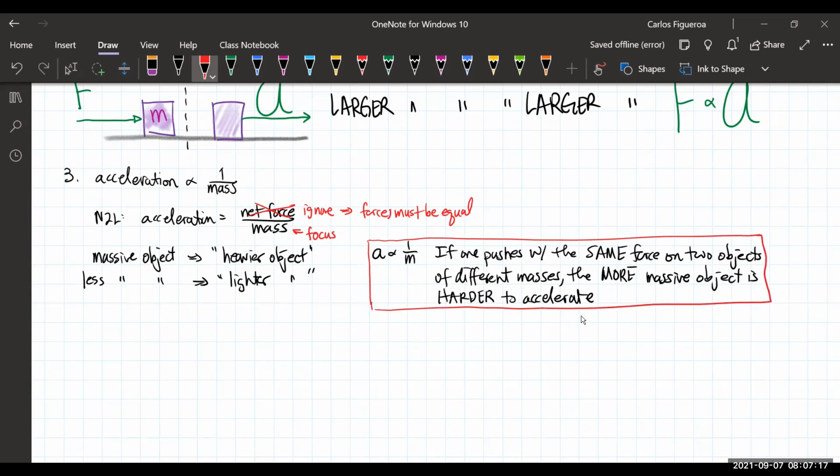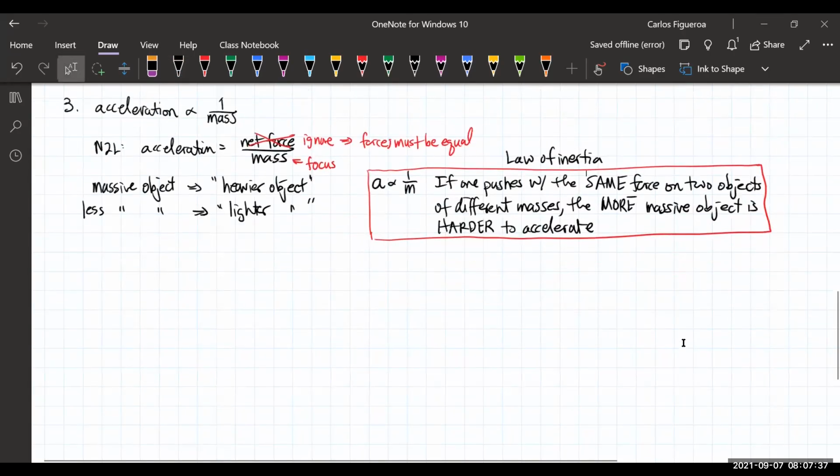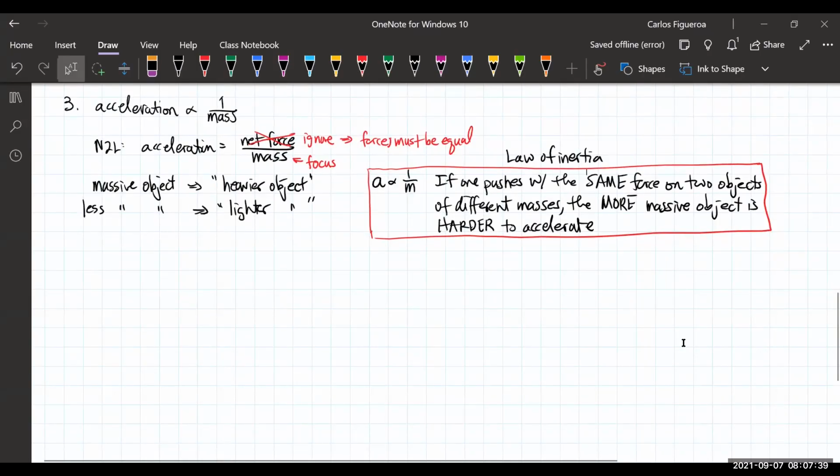Okay, so this is the law of inertia. Again, if you've had physics before, they would have said that this is Newton's first law. Mass is not introduced till the second law. So picture-wise, what does this mean? So let's draw it out. I have to apply the same force on two different objects. So let's go draw that.